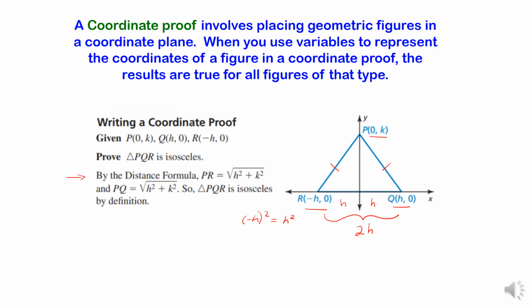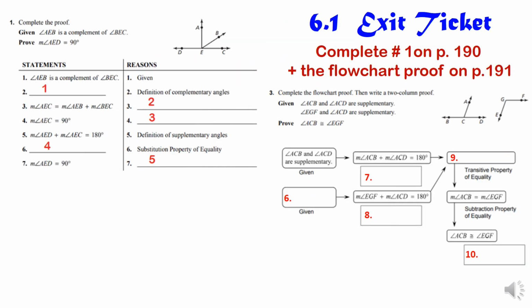Good luck. Okay, here is your exit ticket for this unit, and you're going to be filling in the blanks on each of these 10 different segments. So good luck with that. These are in your book, so you can practice in your journal on pages 190 and 191. That's it.